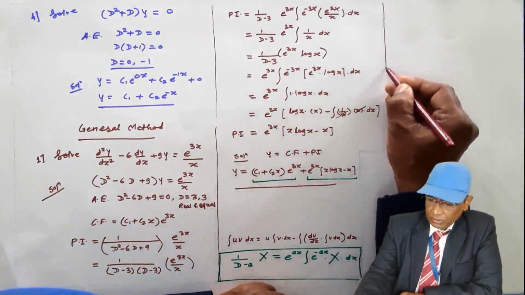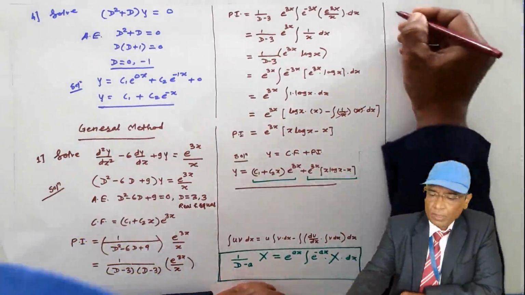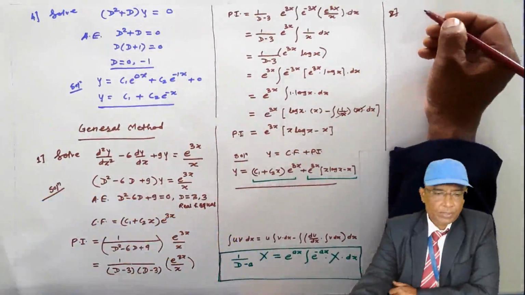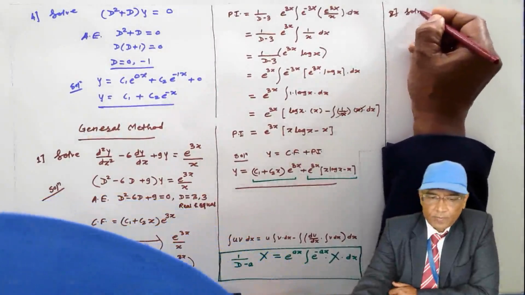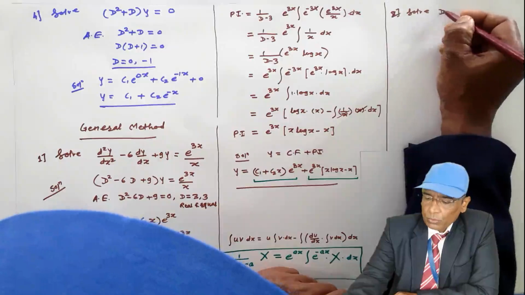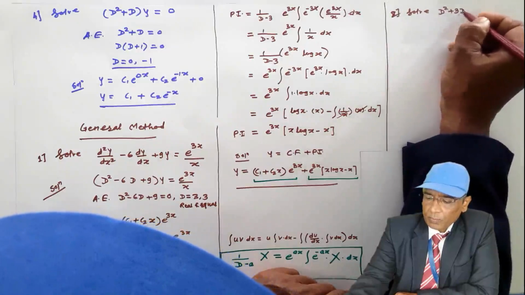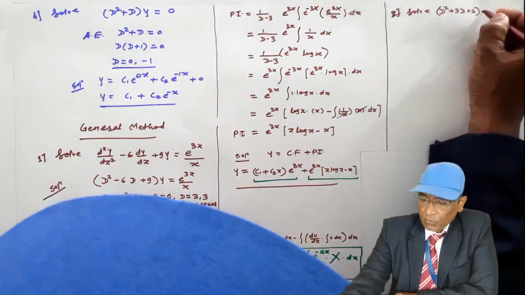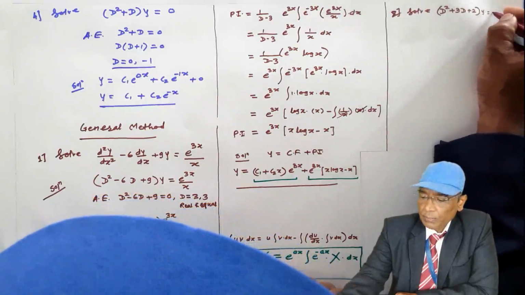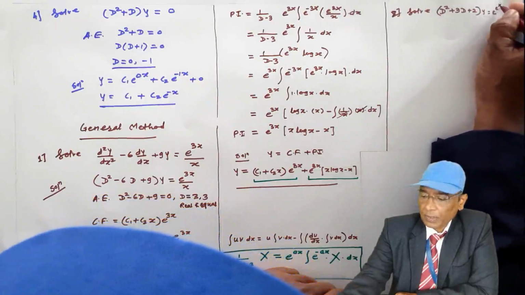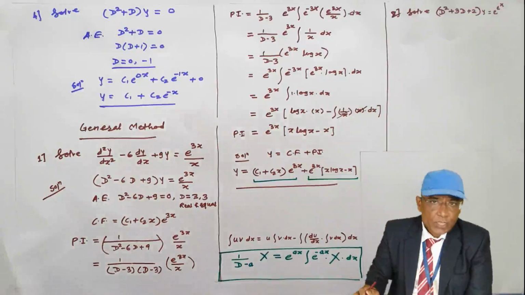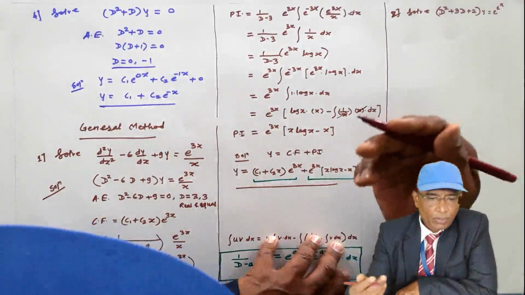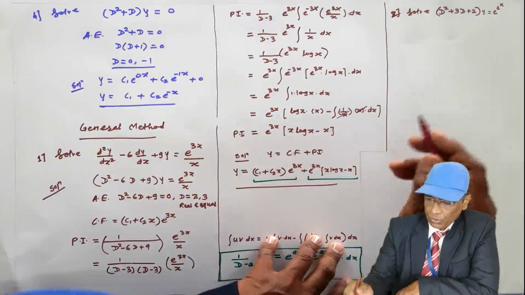Now one more sum on the general method. Okay, solve the differential equation D squared plus 3D plus 2. Don't forget that capital D is the derivative with respect to x. y is equal to e to the power x. What is the function? D squared plus 3D plus 2 outside of the bracket y and e to the power x. This we are going to solve.